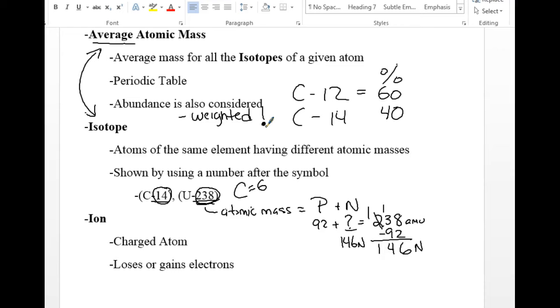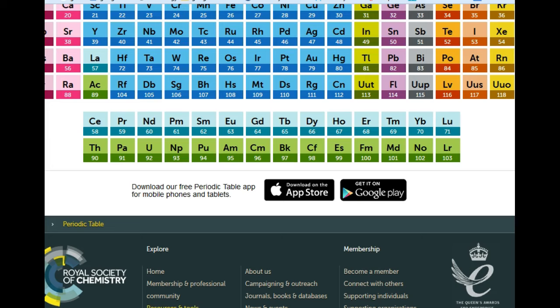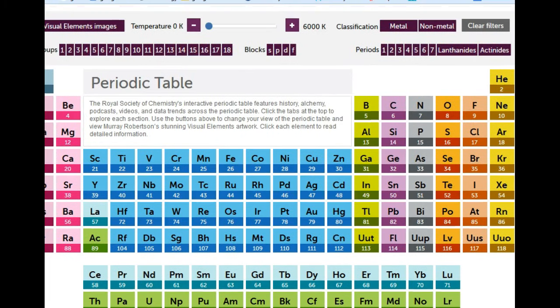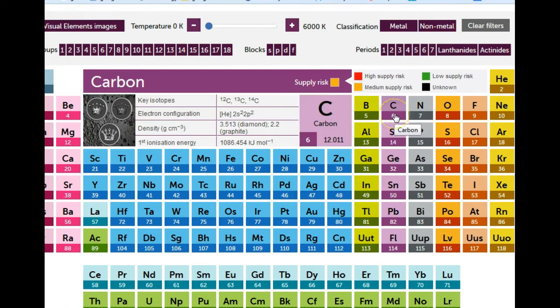So if we look at the periodic table one more time, we're going to close this so we can see it a little bit better. Here is your periodic table, and I'm going to hover over one, and in the middle here you'll see, right here where I'm at, this one. So if we went to carbon, carbon has 3 isotopes, carbon 12, carbon 13, carbon 14, and then the average atomic mass is 12.011.